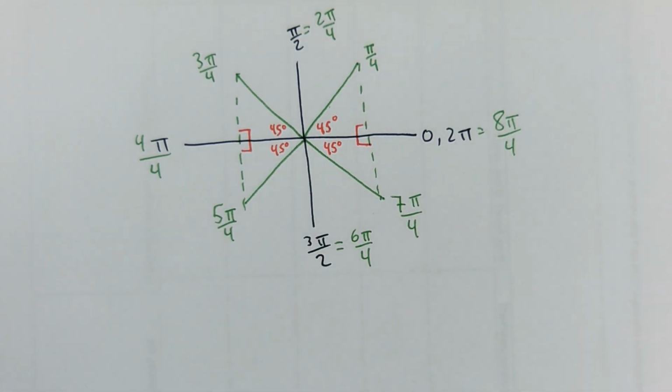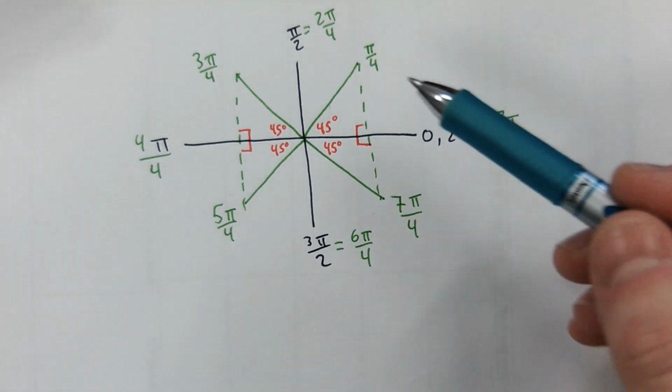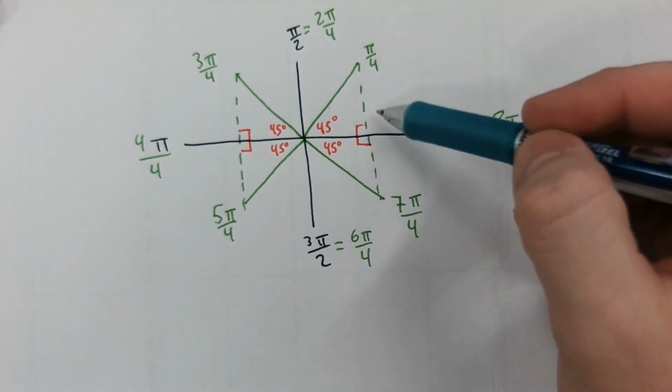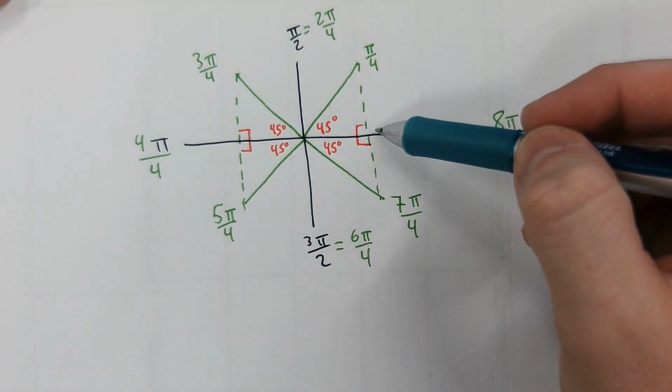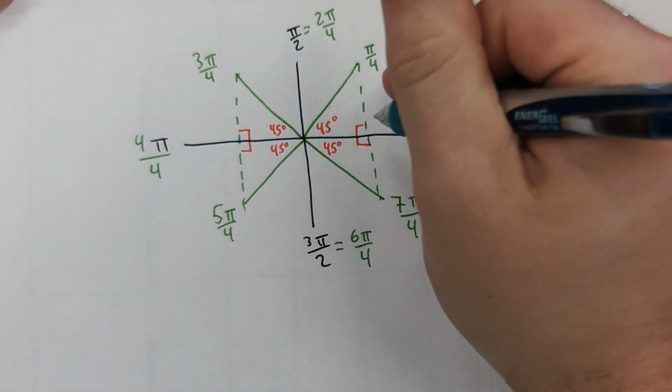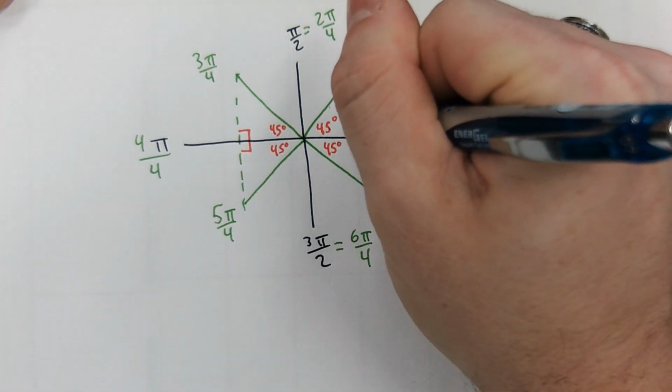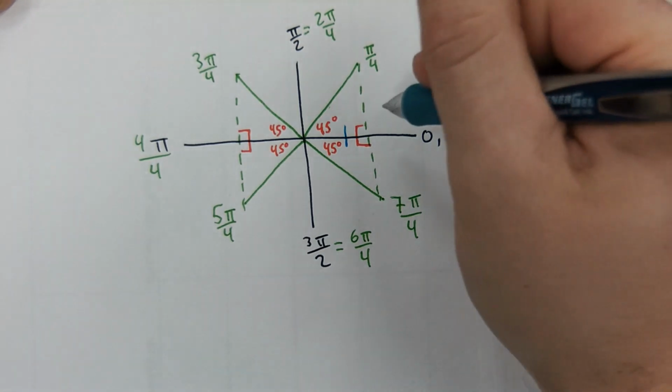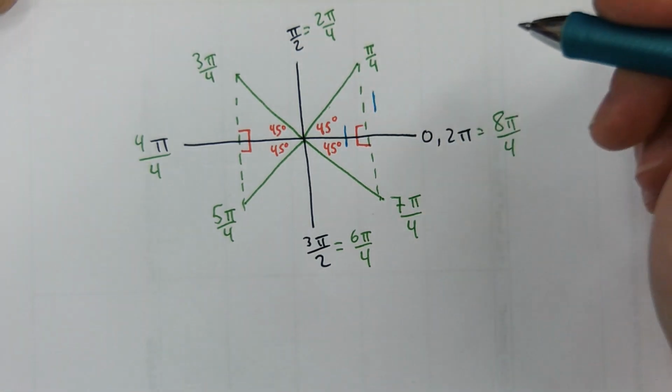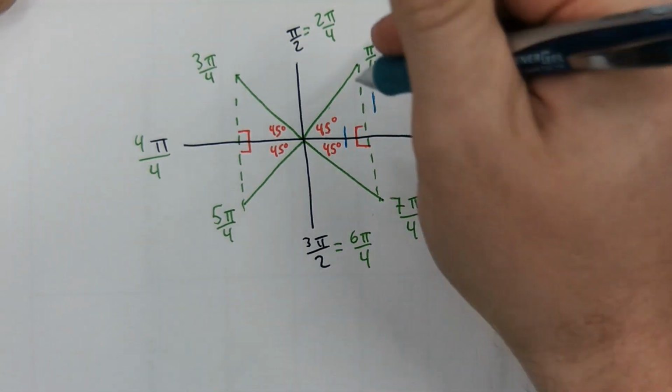In quadrant 1, both x and y are positive numbers. So this x value is 1, this y value is 1, and that would make this hypotenuse a square root 2.